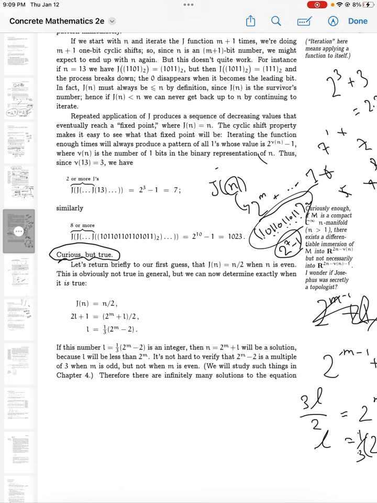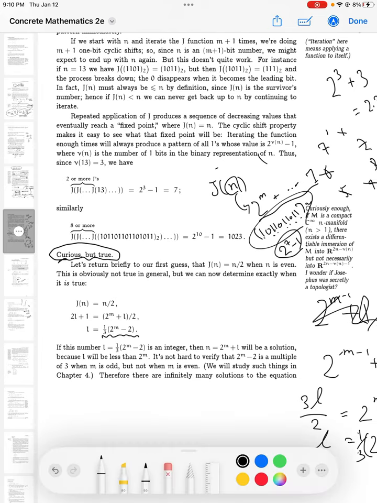So let's return briefly to our first guess that J(n) equals n over 2 when n is even. This is obviously not true in general, but we can now determine exactly when it is true. So J(n) equals n over 2, which is 2l plus 1, where n can be represented as 2 to the power of m plus l. Now, dividing by 2 and moving terms over to find l, we get l equals 1 over 3 times (2 to the power of m minus 2). So we can find the solution for what l is.